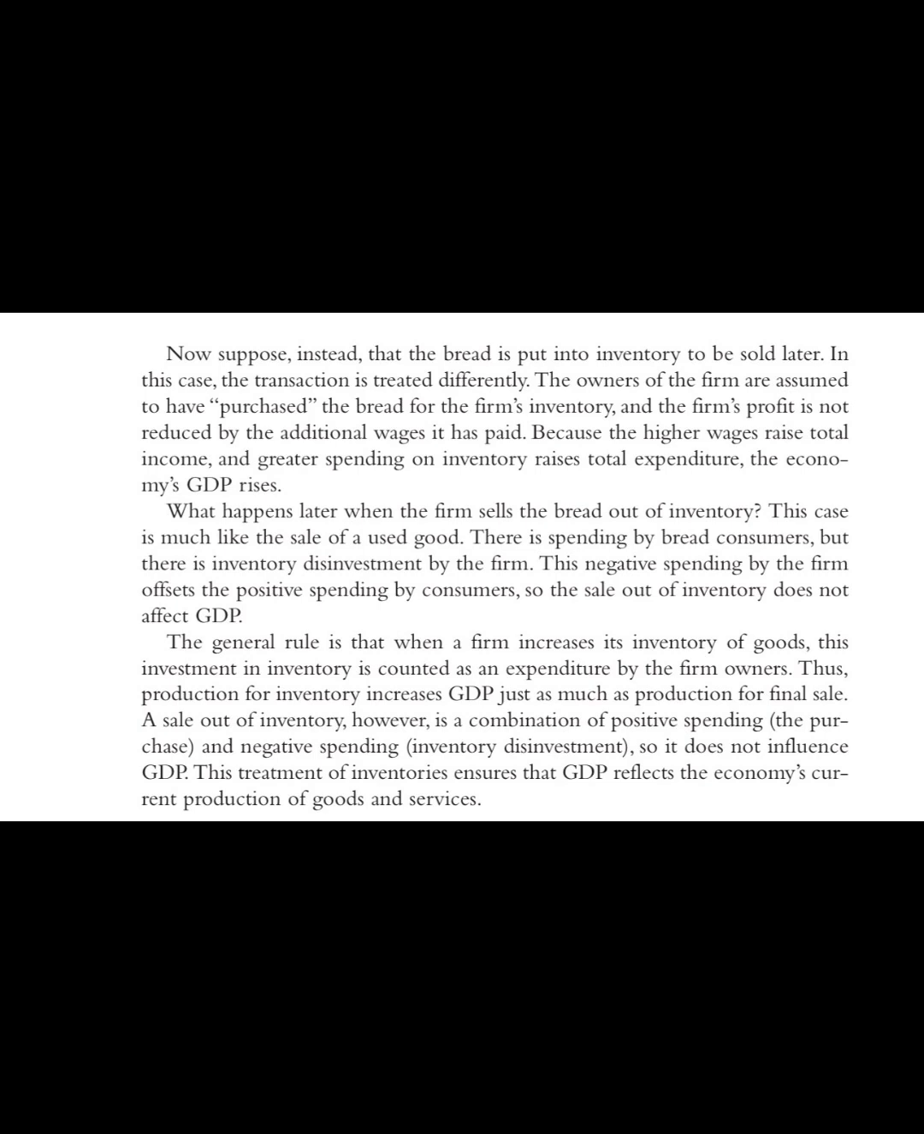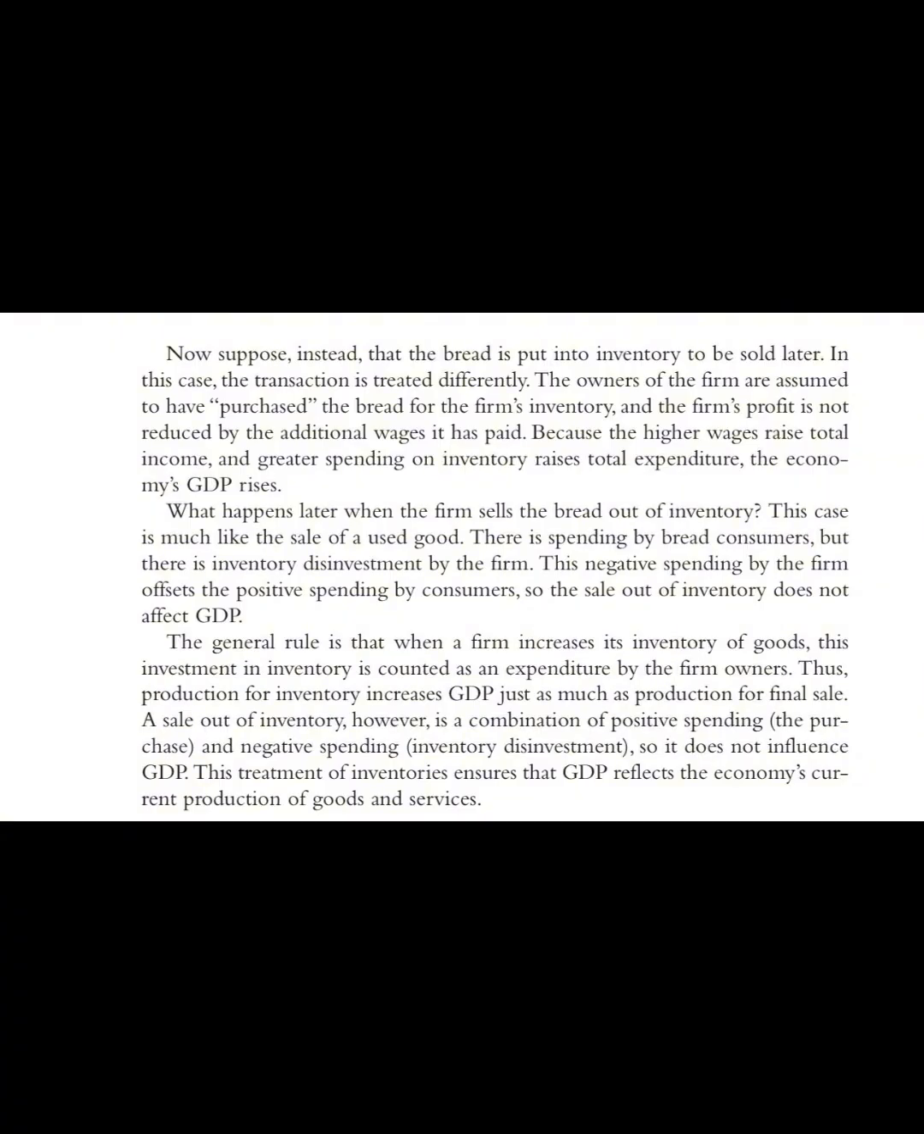So what happens later to the firm if they sell the bread out of their inventory? It is a sale of a used good. There is spending by bread consumers, while the inventory is disinvestment by the firm. This negative spending by the firm offsets the positive spending by consumers. So the sale of inventory does not affect GDP. This follows the matching principle in accounting: since it affects last financial year's GDP, it will not affect this financial year's GDP. We assume that in this financial year, 12 months of output belongs to this year's GDP. Then next year, it will just be GDP related to the previous financial year.